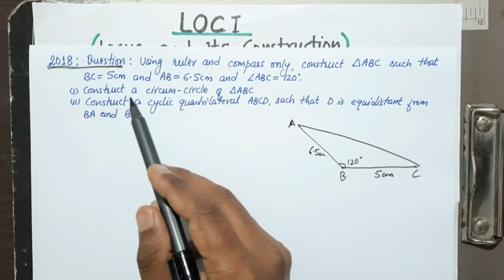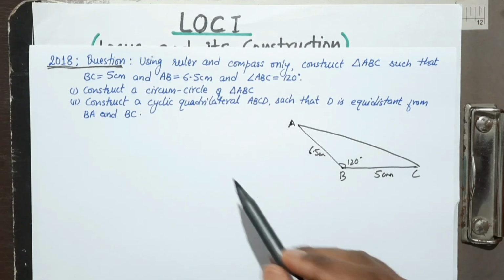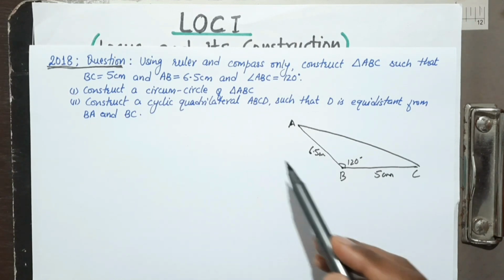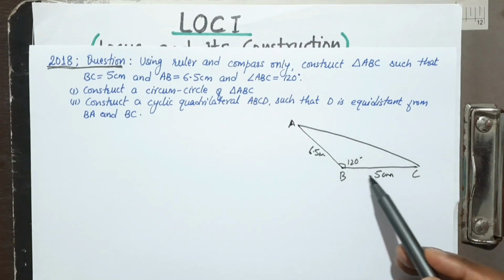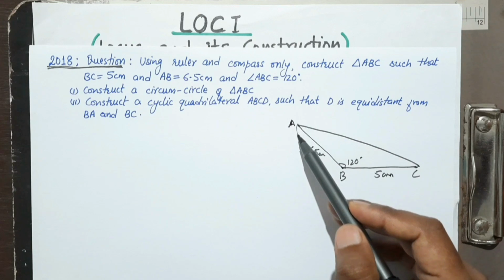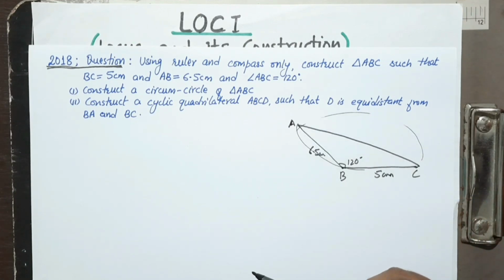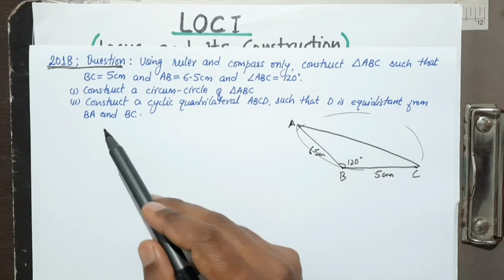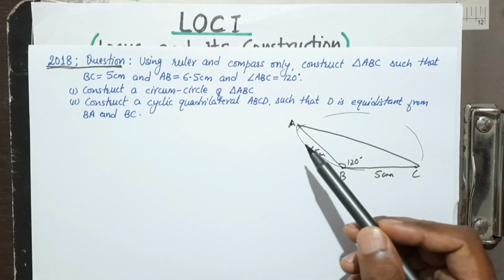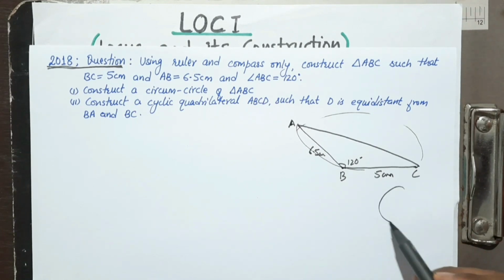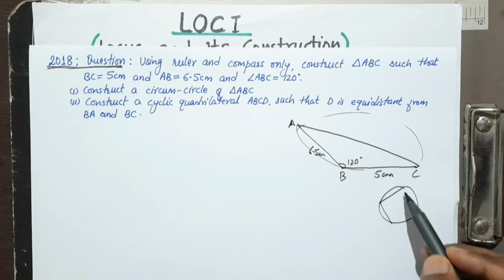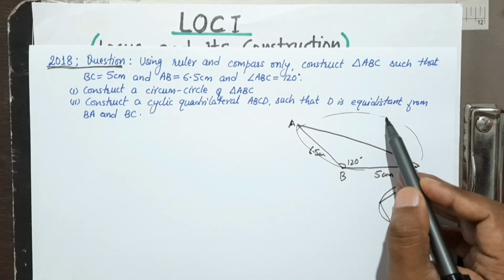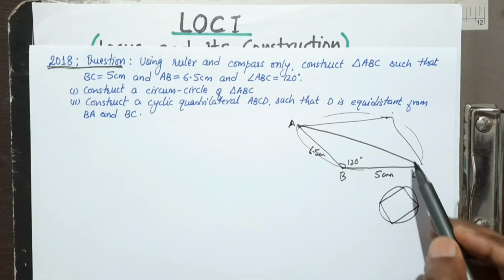Now next part, construct a circumcircle of triangle ABC. That means in this question we have to draw a circumcircle, a circle which passes through all three vertices of triangle ABC. Then construct a cyclic quadrilateral ABCD such that D is equidistant from BA and BC. Cyclic quadrilateral means a quadrilateral whose four vertices all lie on the circle. A, B, C are already on a circle, so we'll mark D somewhere here and then join this. This is our complete construction.